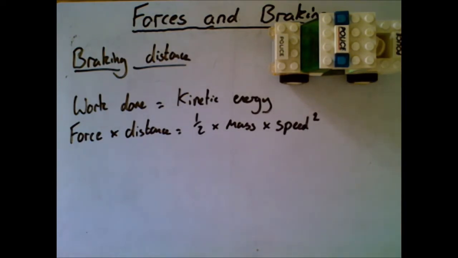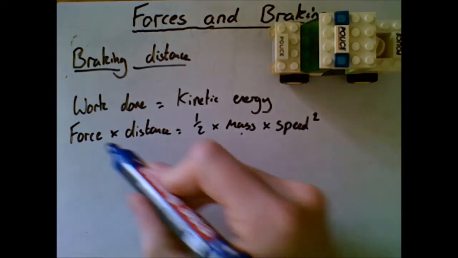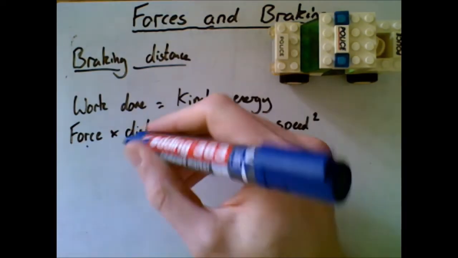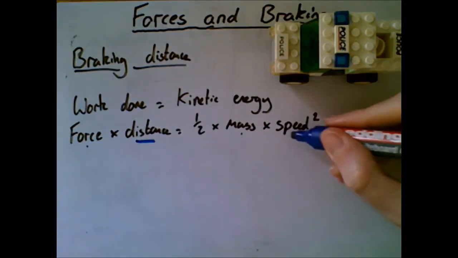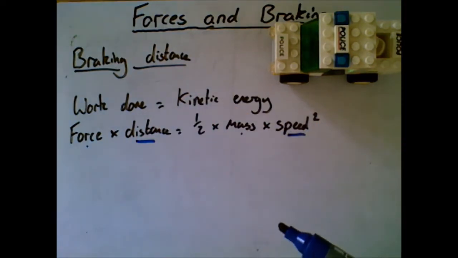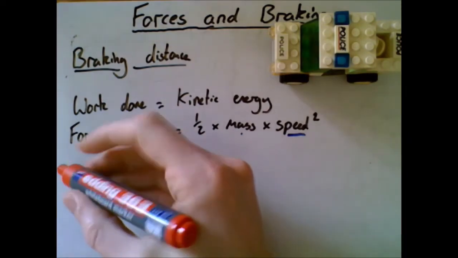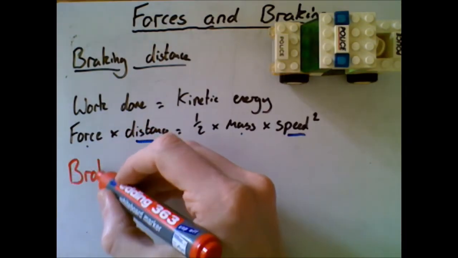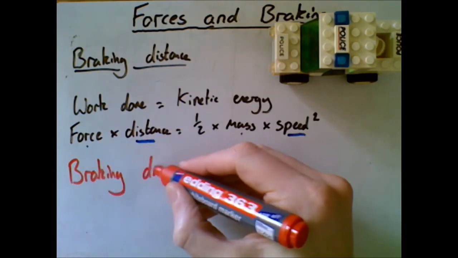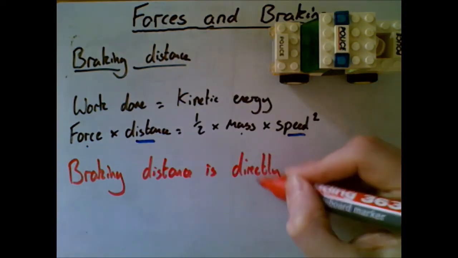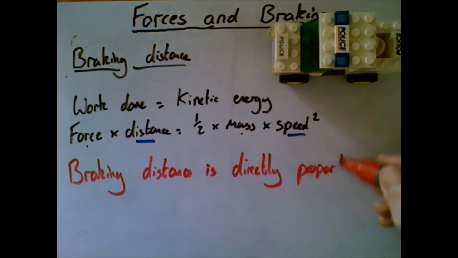Now, the force, well, that's the braking force, so that's going to be constant all the time. The mass is going to be constant all the time. And so what we get is this relationship that distance, so the braking distance, is not going to be directly proportional to the speed anymore. It's going to be directly proportional to the speed squared. Okay, so the braking distance is directly proportional to speed squared.